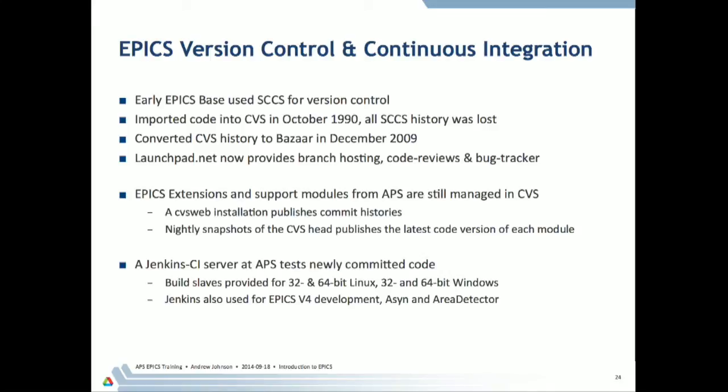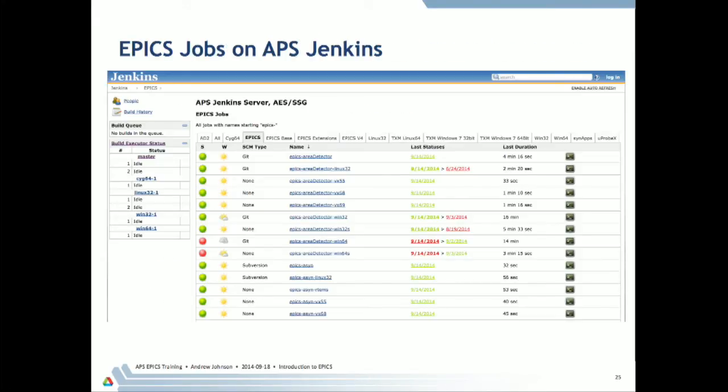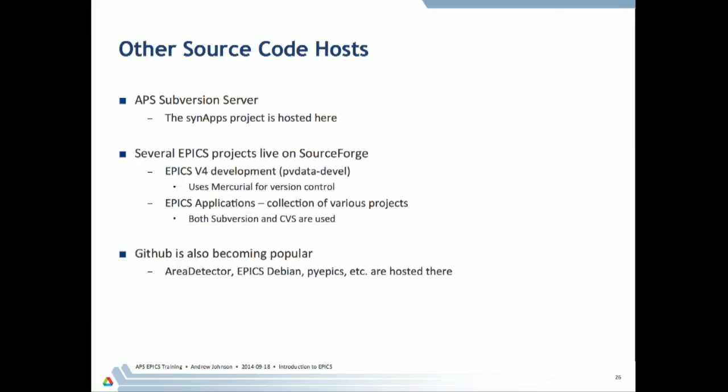We also have, a bit more recently, a Jenkins continuous integration server where we automatically build and run tests on newly committed code for EPICS Base, and all the extensions now also get that continuous integration. Area Detector and asyn are also using our Jenkins server. We do those builds on Linux, 32-bit and 64-bit, and also 32 and 64-bit Windows, depending on the project. We're also using Jenkins for EPICS version 4, so there are a number of projects in there. This is just the set of the EPICS jobs on our Jenkins server. There's actually a very long list here. I haven't counted how many we have, but it's certainly very useful for finding problems.